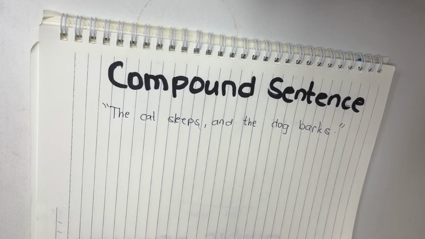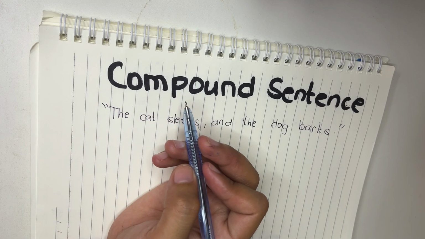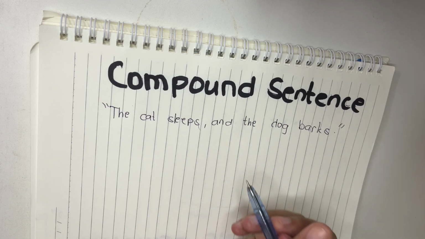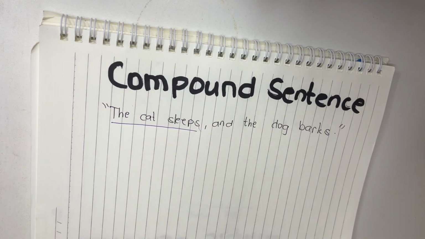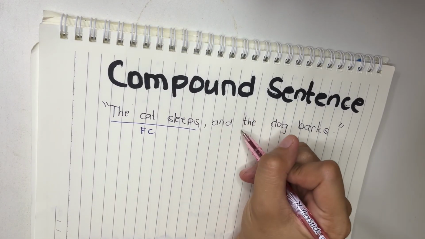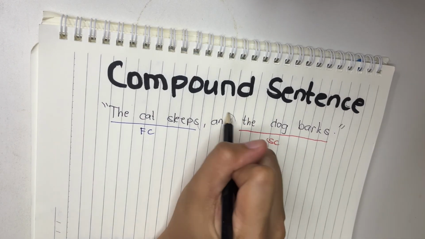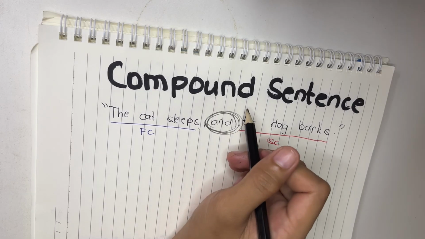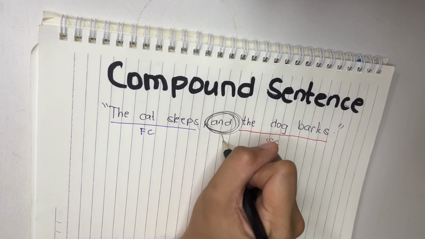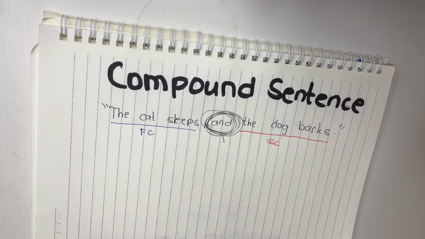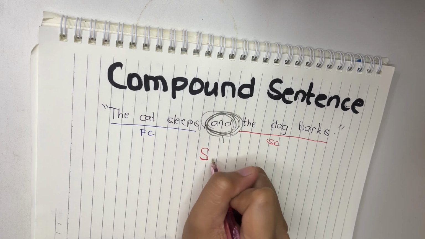So as you can see, a compound sentence has two or more independent clauses, like what I said earlier. We have the first clause, the cat sleeps, and the second clause, the dog barks. And they are joined by a coordinating conjunction. So now, let's draw the tree structure. Again, the sentence.